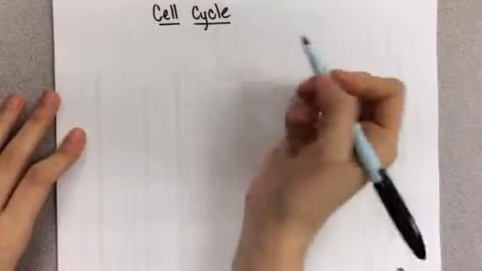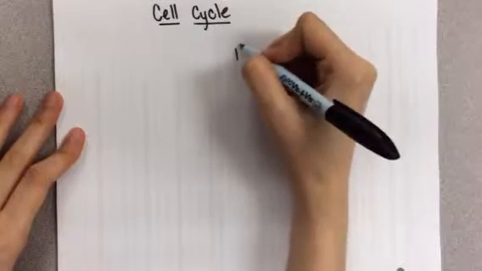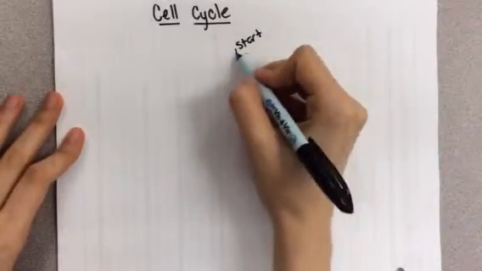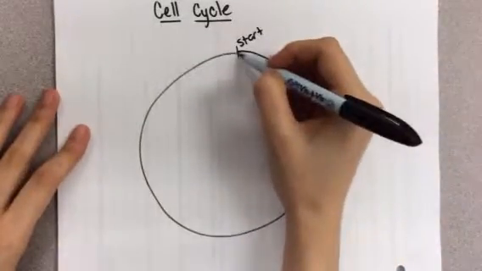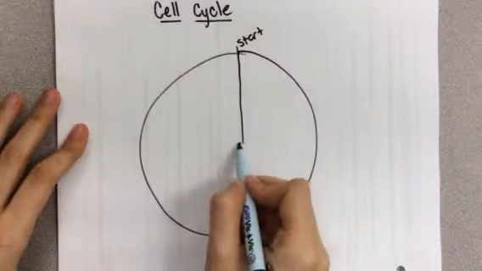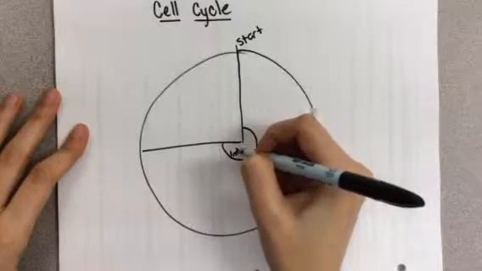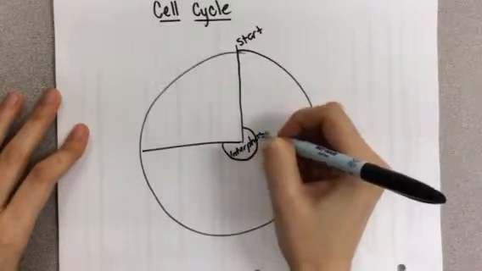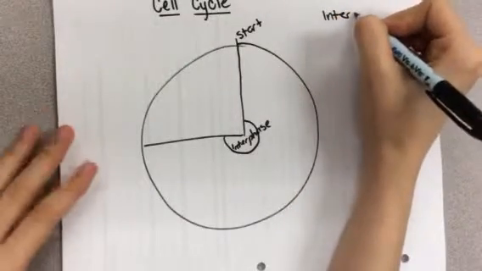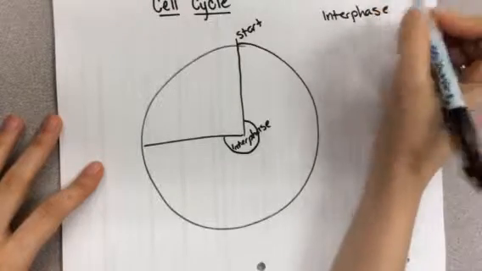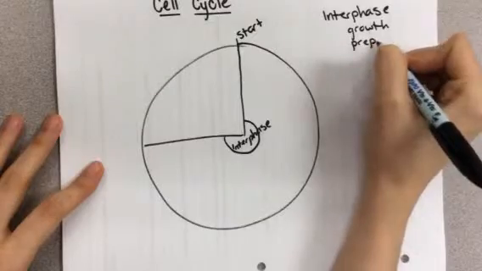So the cell cycle is split up into two major sections. I'm going to draw this in a circle to represent the cycle. I'm going to start right here. The first one is interphase. It takes up about 3/4 of the cell cycle, and all of this is interphase. This is when the cell is growing and preparing for division. So this is growth and preparation for division.